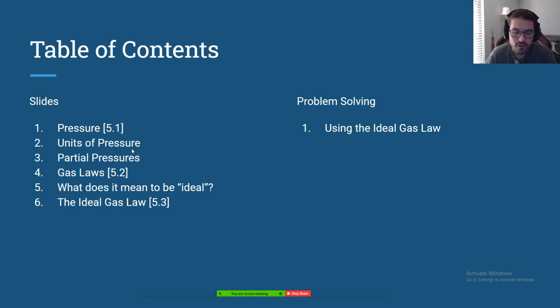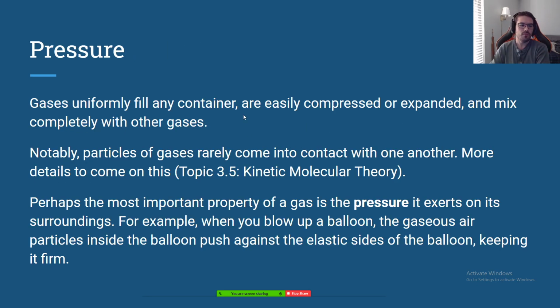We'll go over its units, the different units that are used in measuring pressure. We'll talk about partial pressures. Then we'll get into some gas laws, what it means to be ideal, okay, what an ideal gas is, and then finally we'll wrap things up with a short discussion on the ideal gas law. And then, like I said, in the problem-solving video, we'll actually use the ideal gas law to solve some problems, right? Okay, so pressure.